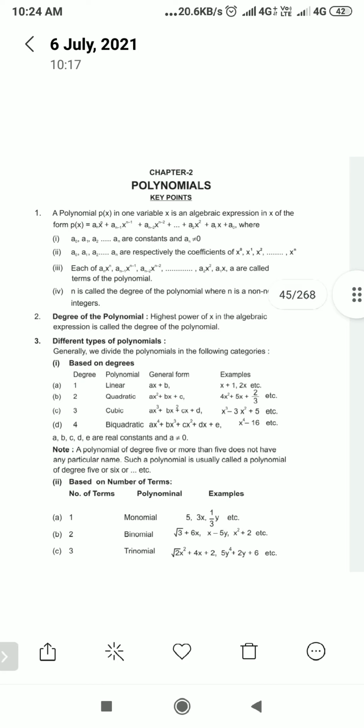Similarly, the next classification, class, is on the basis of number of terms. On the basis of number of terms, the polynomial is classified as monomial, binomial, and trinomial. If the polynomial has one term, it is considered a monomial. If there are two terms, it is considered a binomial. And if there are three terms, for example, 5x square plus 3x plus 5, there are three terms in the polynomial, and therefore it is classified as a trinomial.